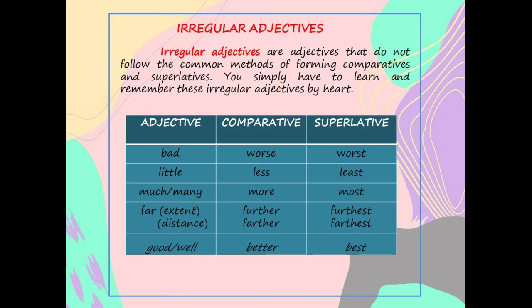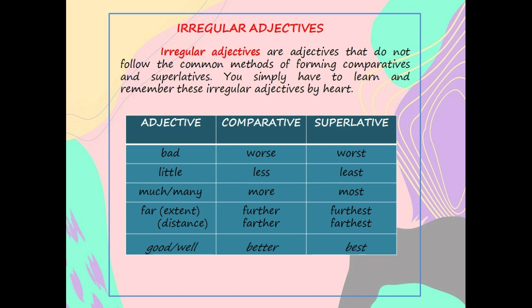For irregular adjectives, it says that irregular adjectives are adjectives that do not follow the common methods of forming comparatives and superlatives. It says in the rule that you simply have to learn and remember these irregular adjectives by heart. So we have to remember them or memorize them. Let's look at these few adjectives.